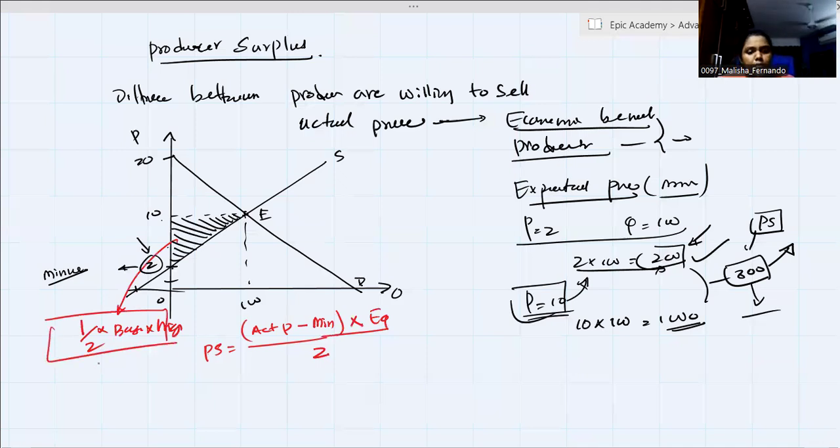Similar. Okay. Right. Just calculate the value for the producer surplus. PS equals actual price, which is just 10, minus minimum price or expected price, 2. Quantity is just 100 divided by 2. 8 multiplied by 100 divided by 2. 800 divided by 2, it is just 400. Right?